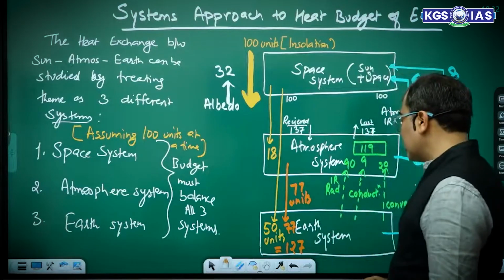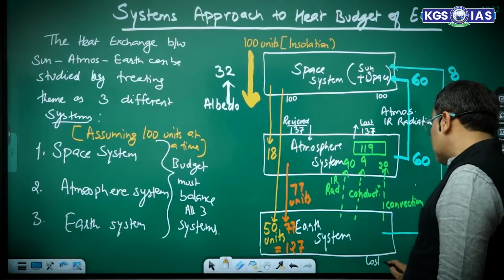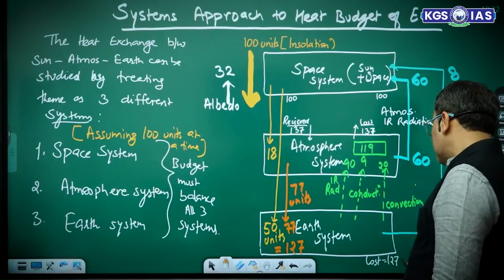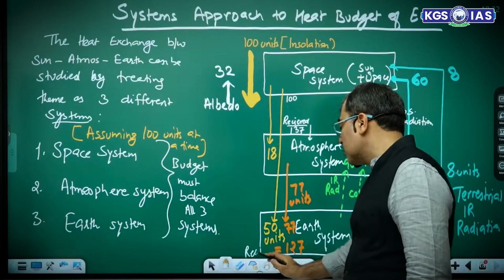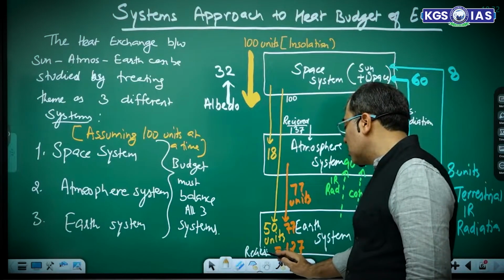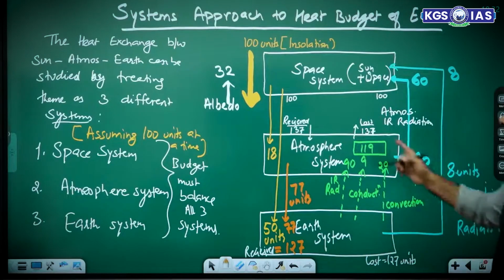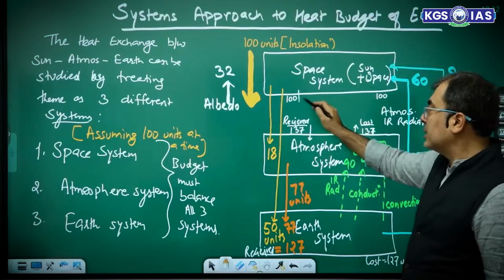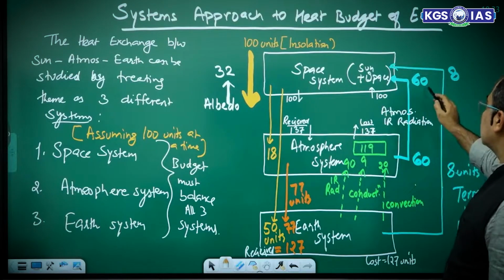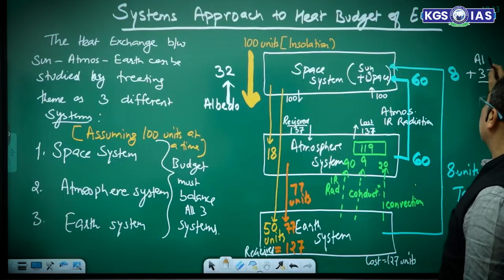And this system, how much did it get? 127, and lost also 127 units. Received 127, gone 127, received 137, gone 137. 100 was sent down, 100 was received. 60 plus 8 plus 32. Albedo.